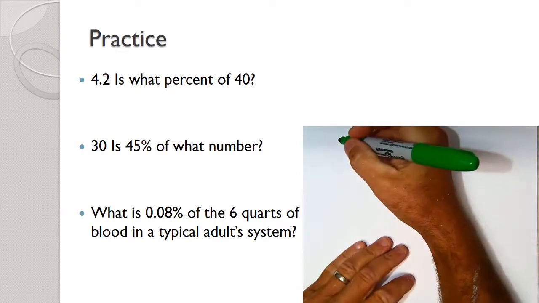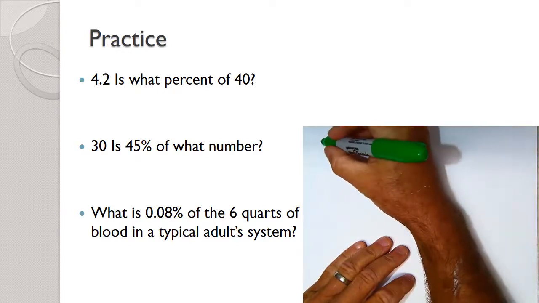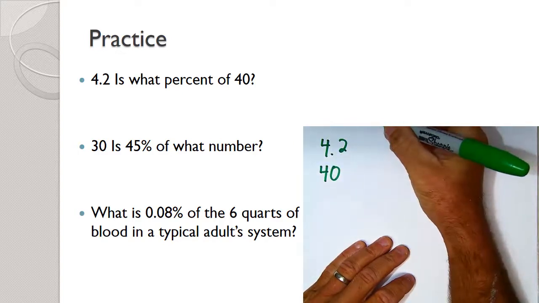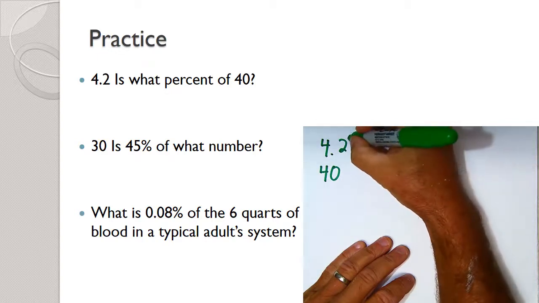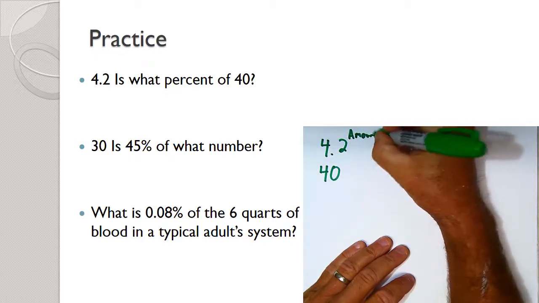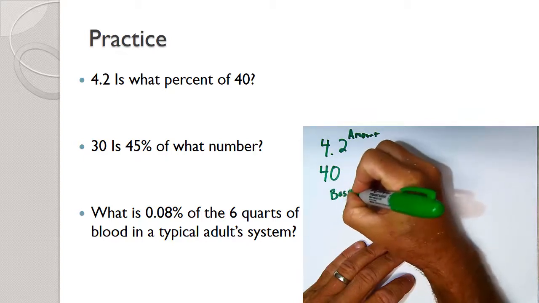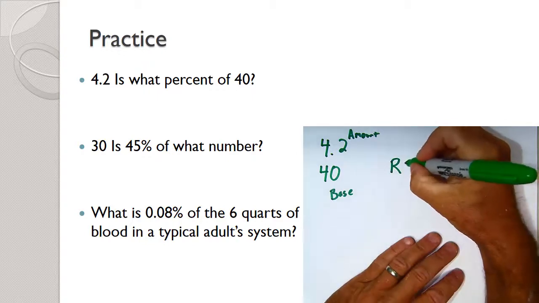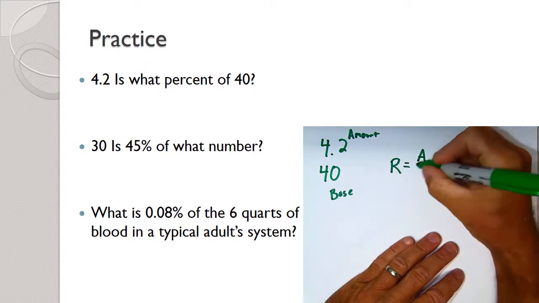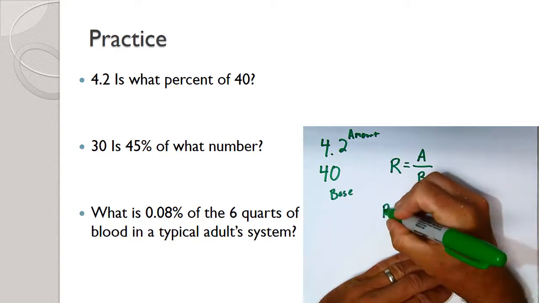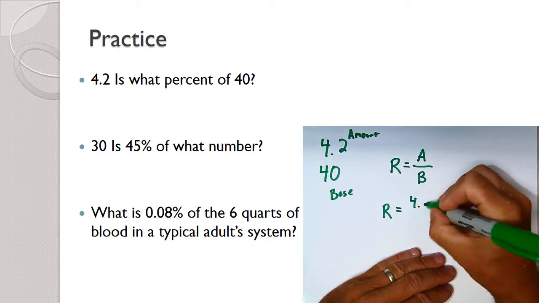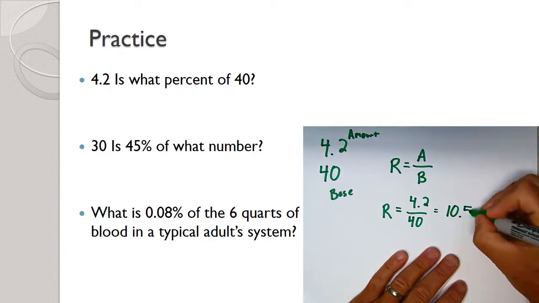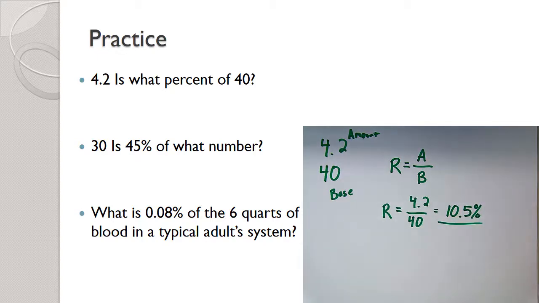Okay, our first one, 4.2 is what percent of 40? We're given the 4.2 and the 40. 4.2 isn't the whole thing, that's our amount. 40 must be our base, which means we're looking for the rate. If you use your wheel, rate is amount divided by base. And so in our case, our rate is going to be 4.2 divided by 40, and that is 10.5%. We're done.